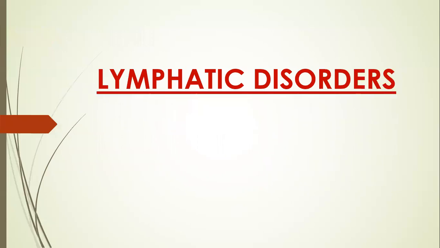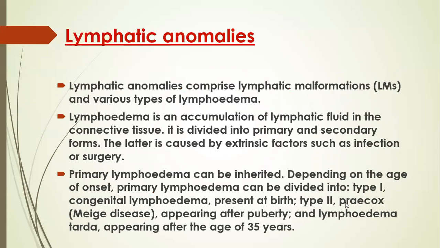Then the last topic of today's lecture is the lymphatic disorders. So the lymphatic anomalies comprise lymphatic malformations and various types of lymphedemas. Lymphedema is the accumulation of lymphatic fluid in connective tissue and is divided into primary and secondary. The latter is caused by extrinsic factors such as infections or surgery.